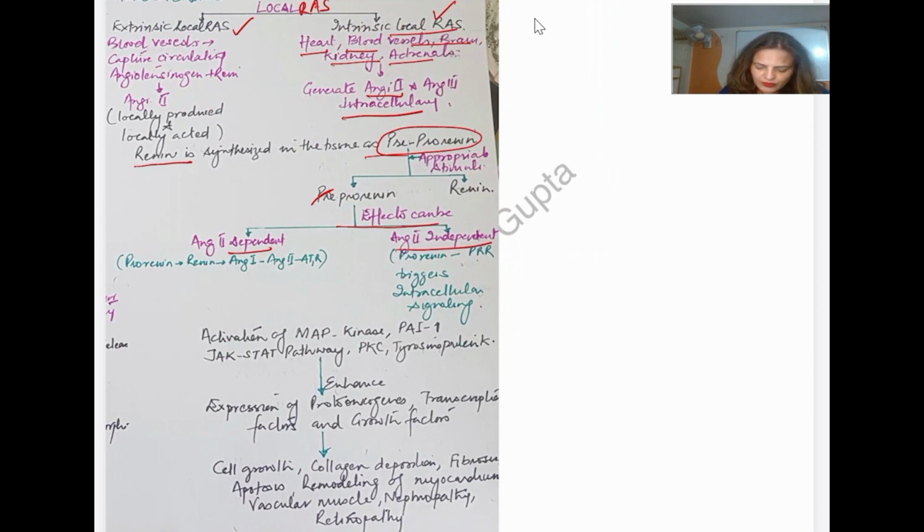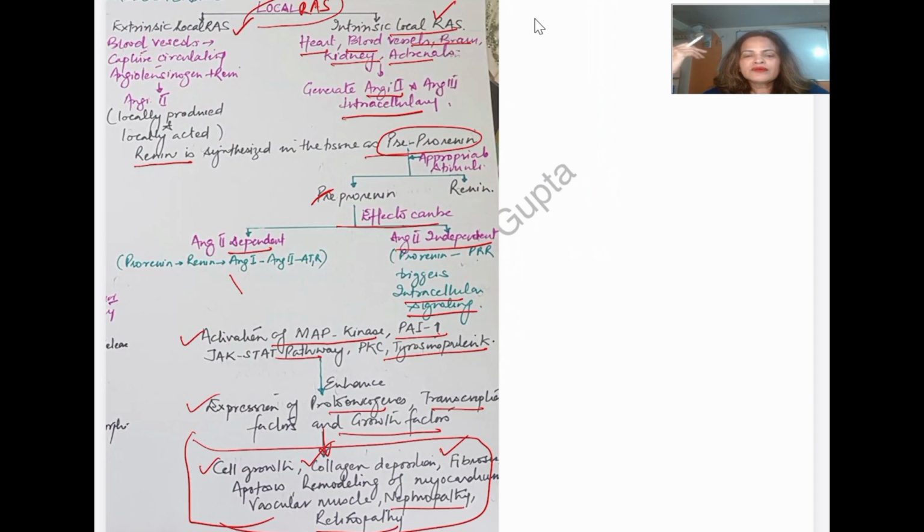So this local RAS, whether it is angiotensin 2 dependent or independent, is going to trigger the intracellular signaling by causing activation of MAP kinase, then the JAK-STAT pathway, tyrosine protein kinase pathway, plasminogen activator inhibitor 1, and all these are going to enhance the expression of proto-oncogenes, transcription factors and growth factors. And this results in what? Cell growth, collagen deposition, fibrosis, apoptosis, myocardial remodeling or vascular muscle remodeling or hypertrophy, then nephropathy and retinopathy. That means the overactivity of local RAS, as this slide shows, leads to all this.